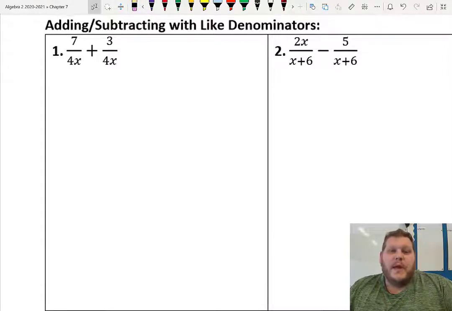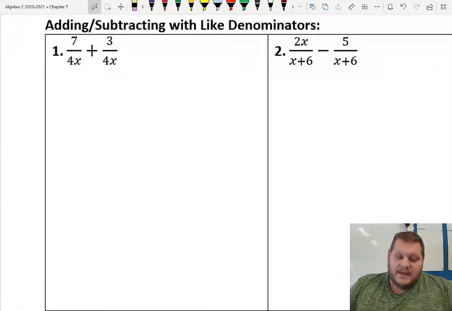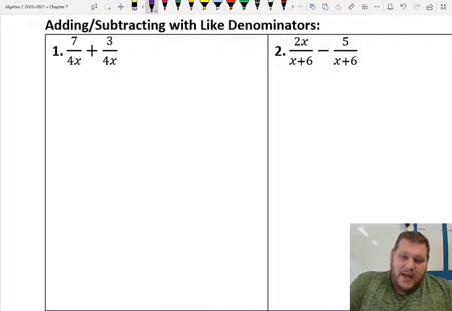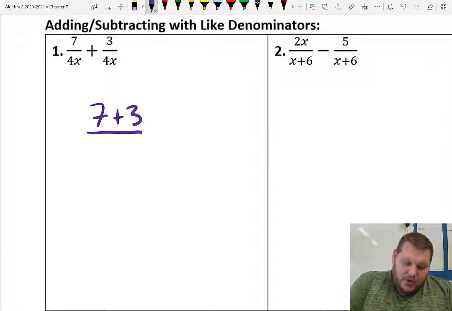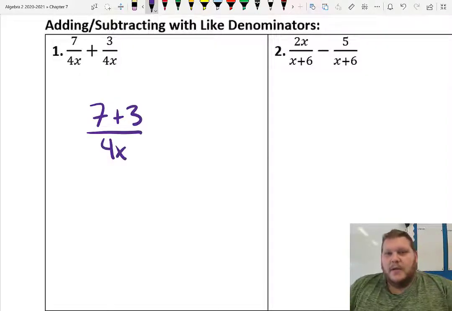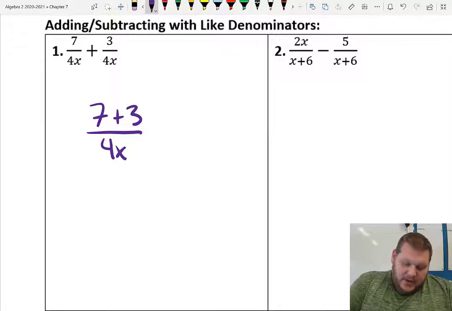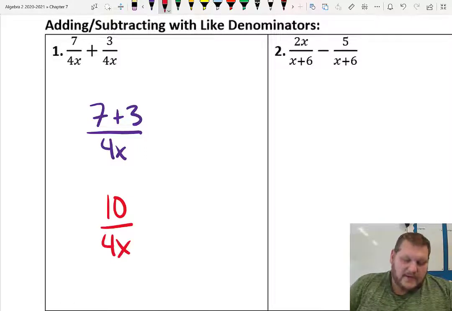And again, we know when we add or subtract two fractions together that have a common denominator, the denominator does not change. Once our bases, or our denominators in this case, match, we just do the operation in between the two. So 7 plus 3 is my new numerator over my denominator of 4x. So I end up with a 10 up top over 4x.